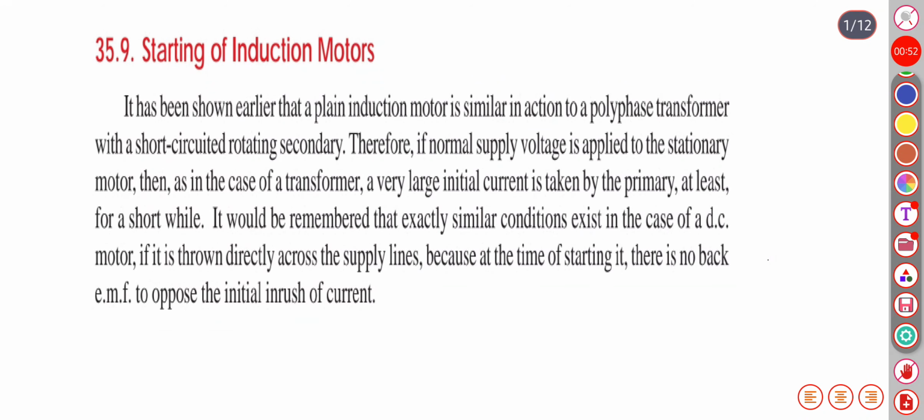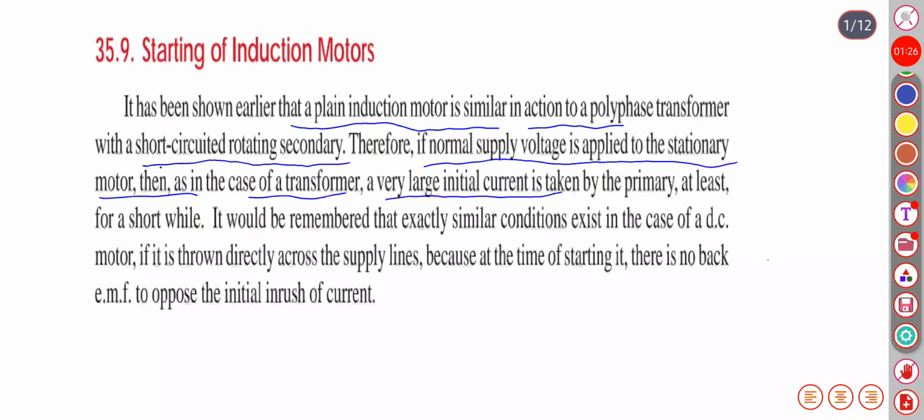It has been seen earlier that a plain induction motor is similar in action to a polyphase transformer with a short circuited rotating secondary, because the rotor is nothing but a short circuited secondary of a polyphase transformer. Therefore, if normal supply is applied to the stationary motor, as in the case of a transformer, a very large initial current is taken by the primary, at least for a short while.